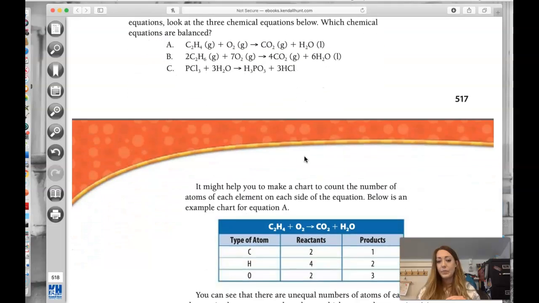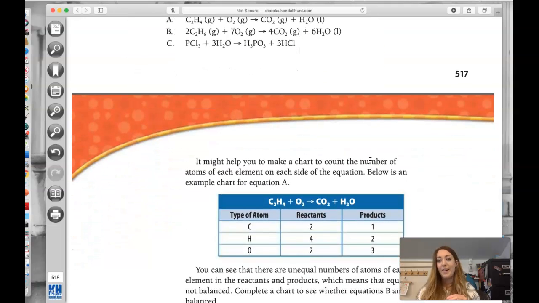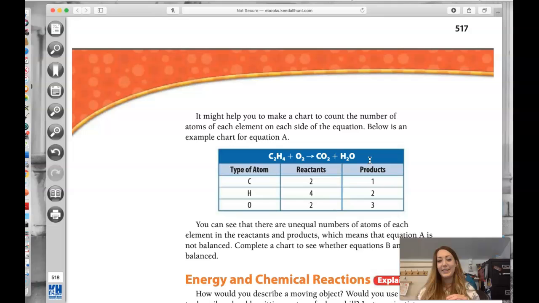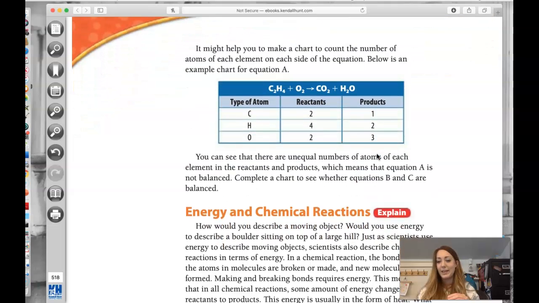All right? So, hey look, they made a chart. I wish I'd seen that ahead of time. This is why it might help you to make a chart to count the number of atoms of each element on each side of the equation. Below is an example for equation A.